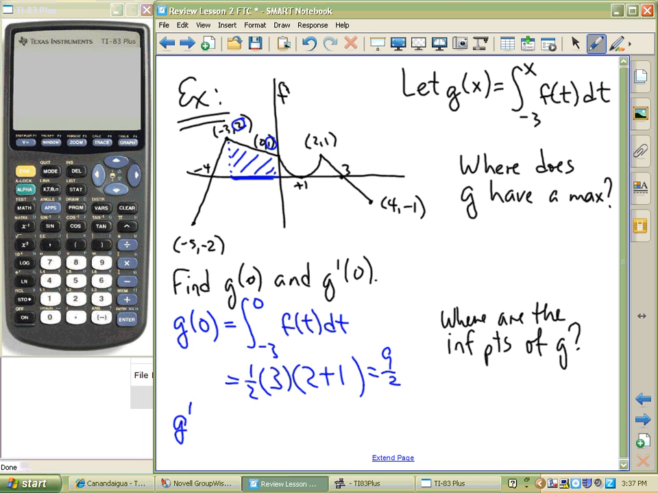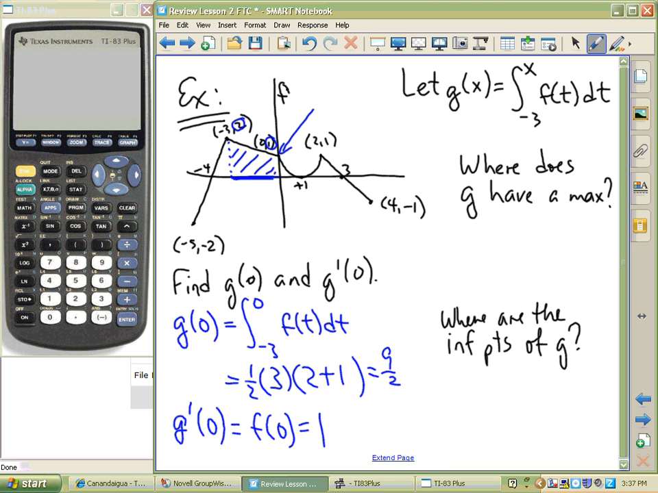G prime of 0 is the derivative of an integral function. And the derivative of that integral function is f of x. And f of 0 is 1. So we can pick that up right from the picture. We can't talk about G double prime of 0 because that would mean we'd have to find f prime of 0, and f prime of 0 is not going to exist. There's a cusp there, a corner.